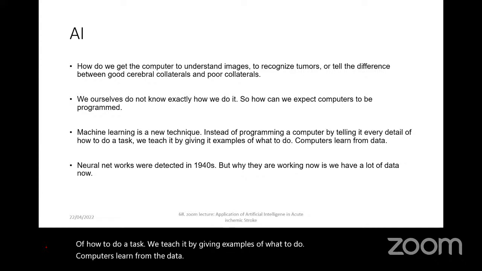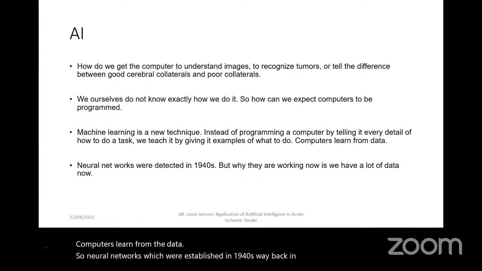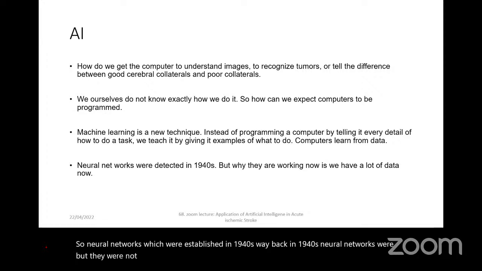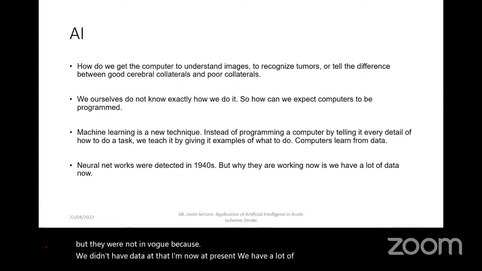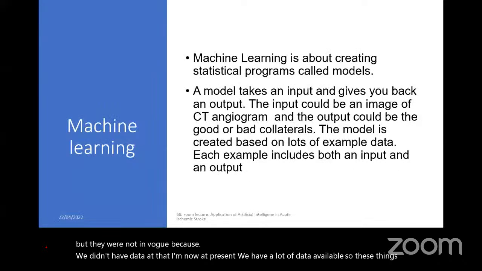Neural networks were established way back in the 1940s, but they were not in vogue because we didn't have data at that time. Now, at present, we have a lot of data available, so these things are coming into vogue.